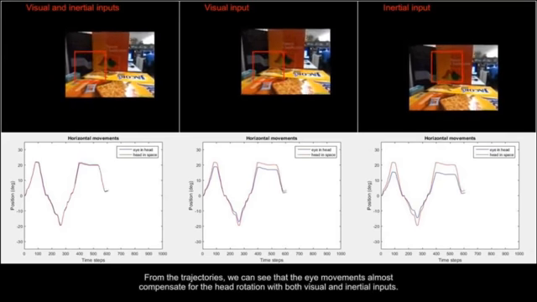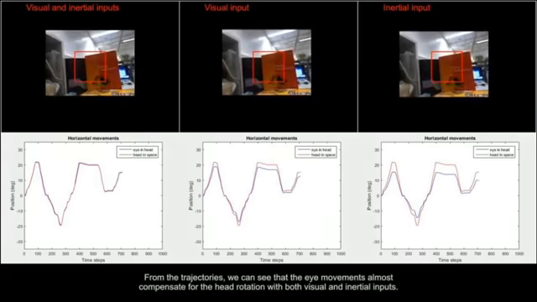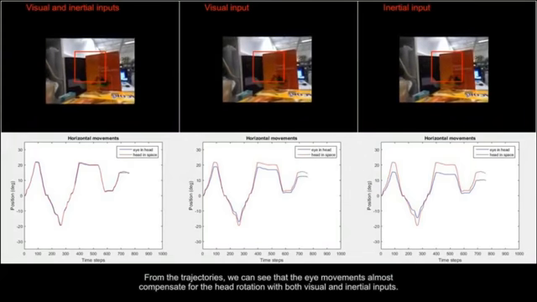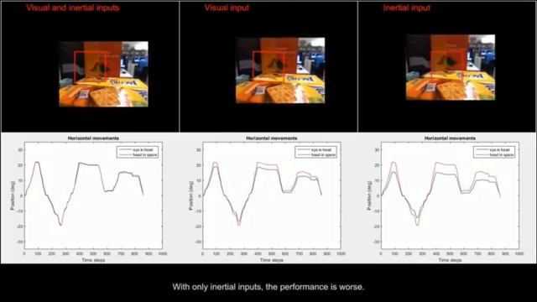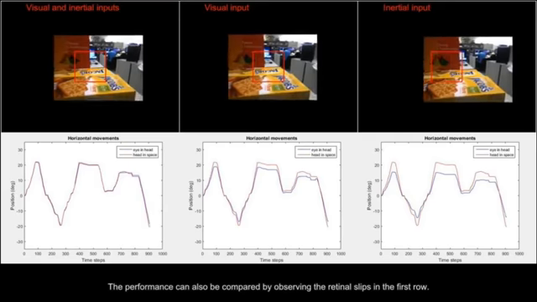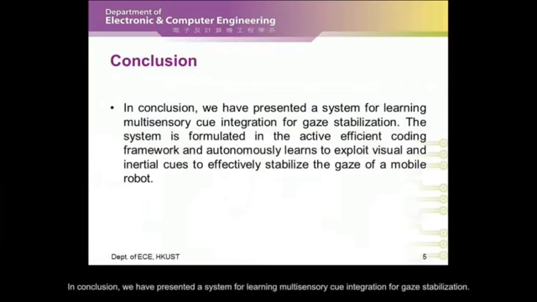From the trajectories, we can see that the eye movements almost compensate for the head rotation with both visual and inertial inputs. With only inertial inputs, the performance is worse. The performance can also be compared by observing the retina slips in the first row.